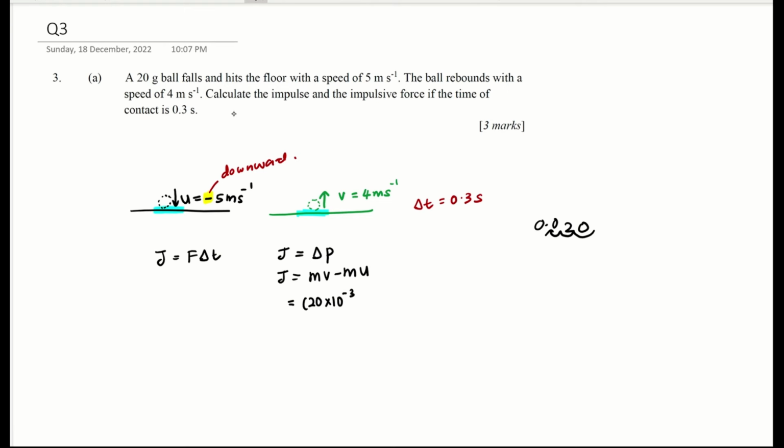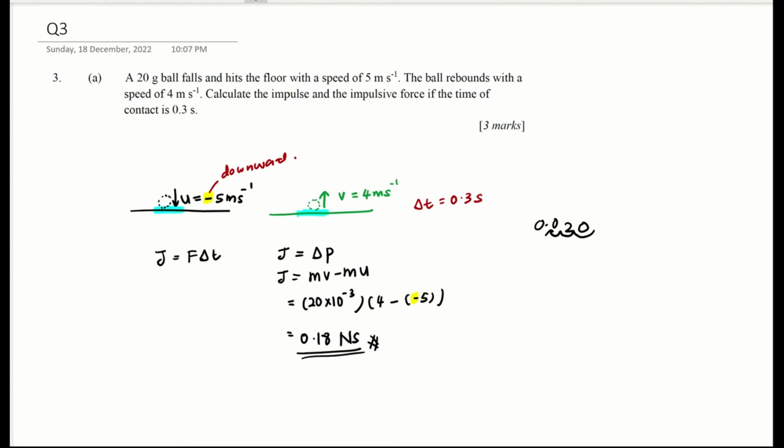Okay, so V is given 4. Okay, minus, so U is -5. Remember to put negative, that is very important. So because the direction of U is downward, so you must put the negative in your calculation. Okay, so impulse is equal to 0.18. Okay, make sure you put the correct unit.